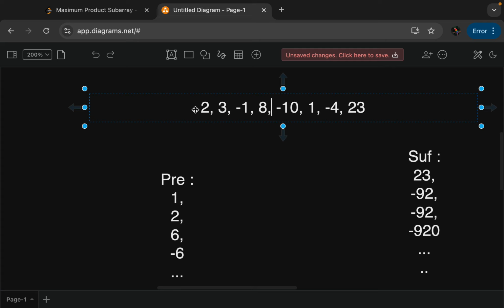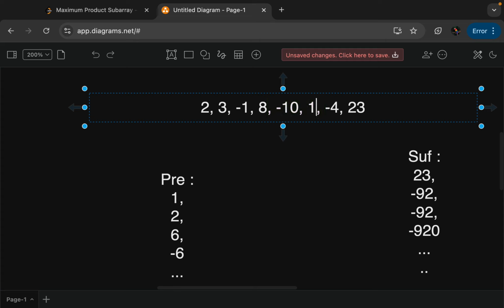Or if I would like to exclude minus 10, then this subarray is the prefix of minus 10, and this subarray is the suffix of minus 10. The same goes for minus 4. 23 would be the suffix, and this entire array would be the prefix.